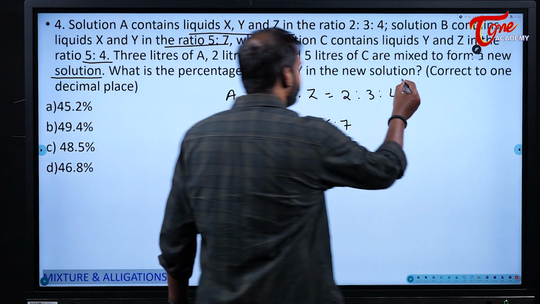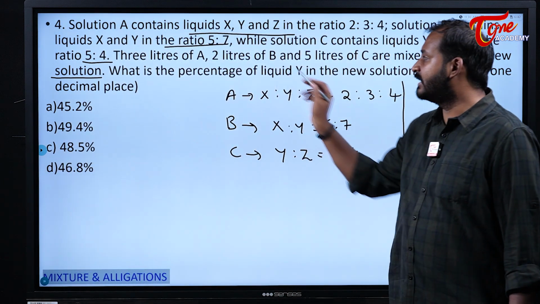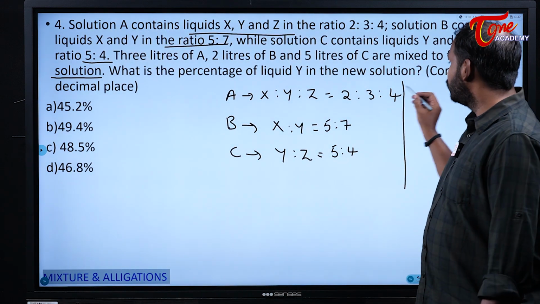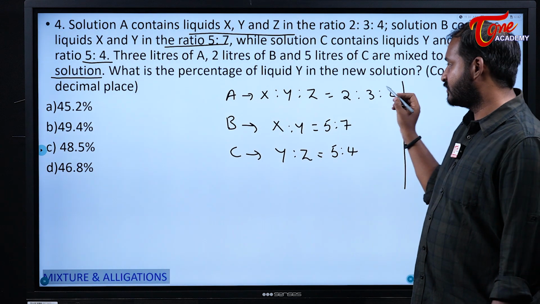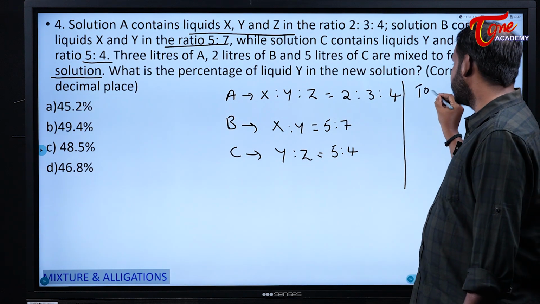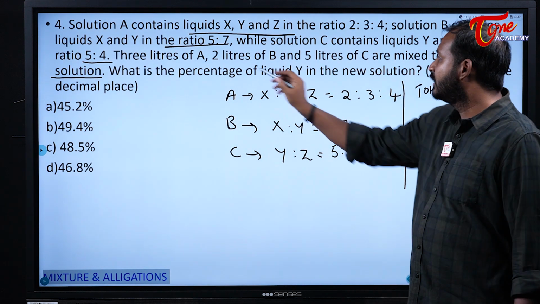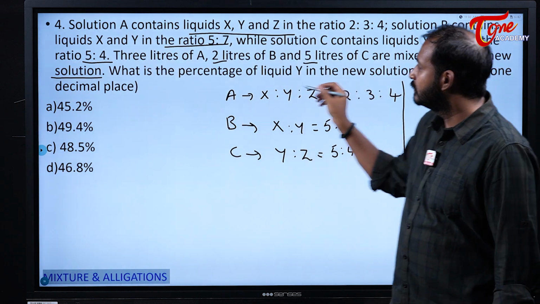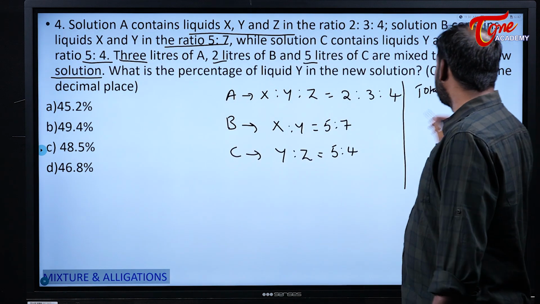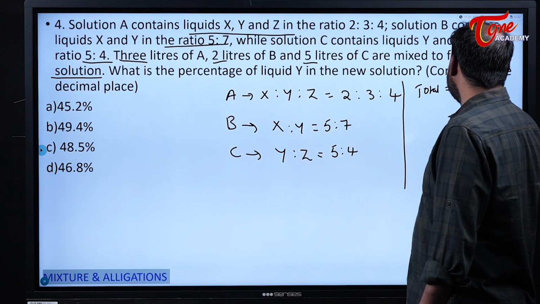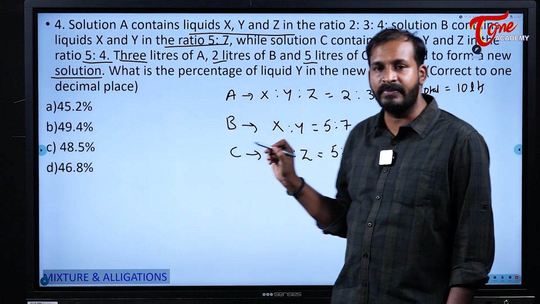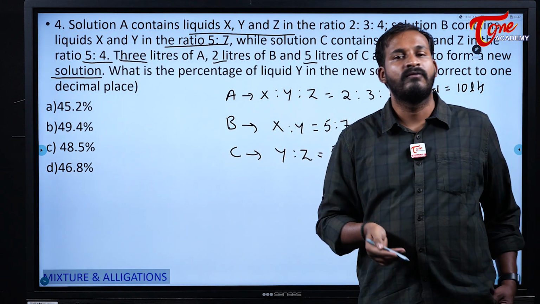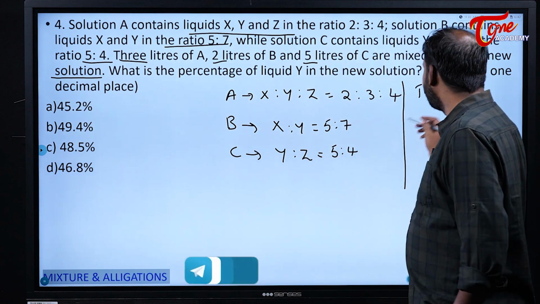Now see here, they have given 3 liters of A, so from A we are taking 3 liters. First of all tell me what is the total quantity? 2 plus 5 plus 3. So the total quantity is 10 liters. In this 10 liters, if I want to find the Y percentage, I should know how many liters of Y were there.